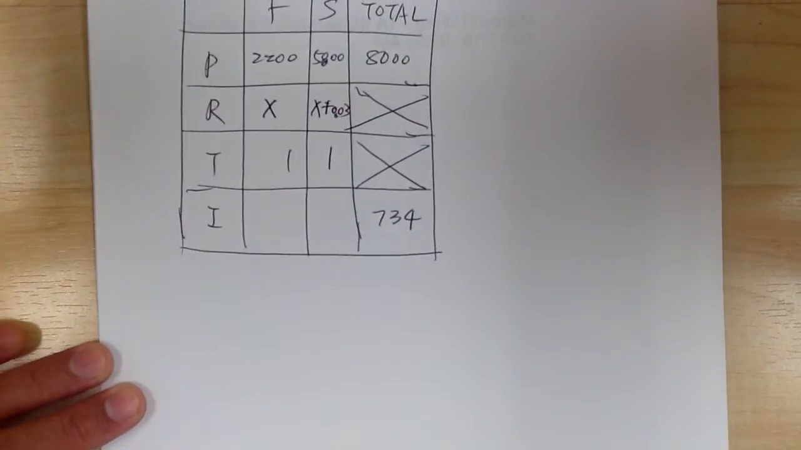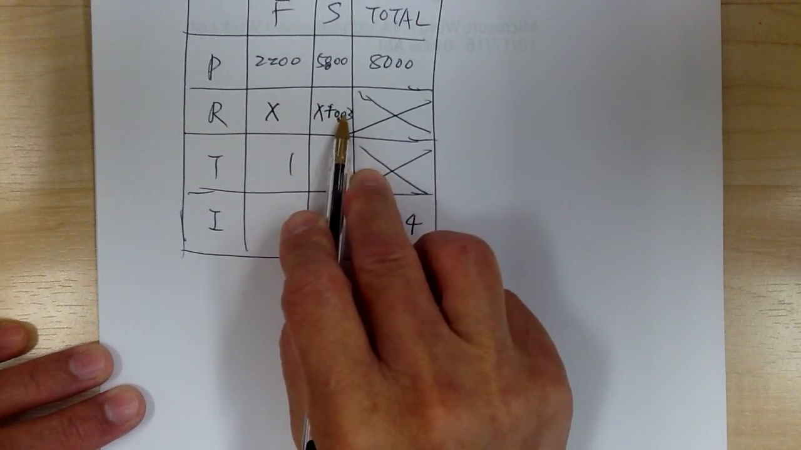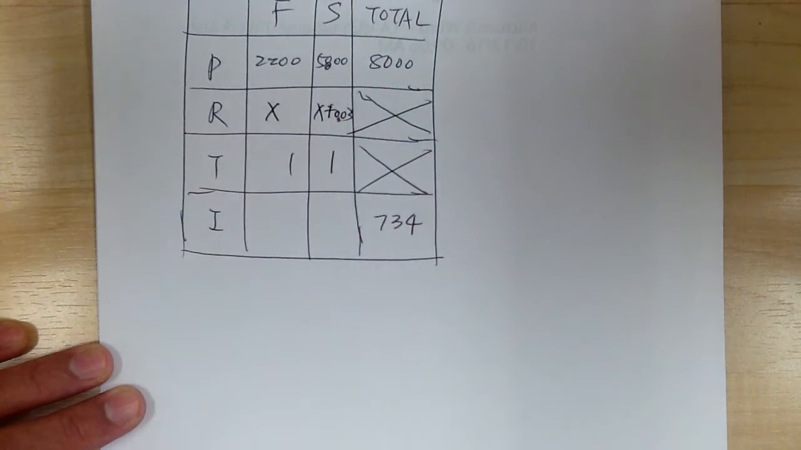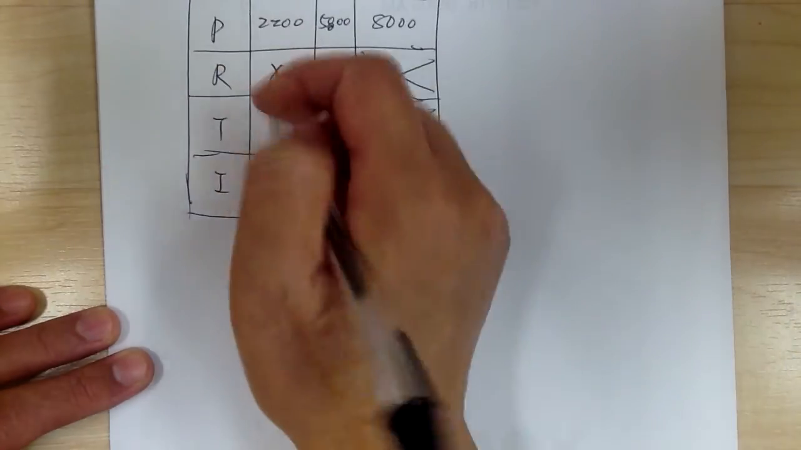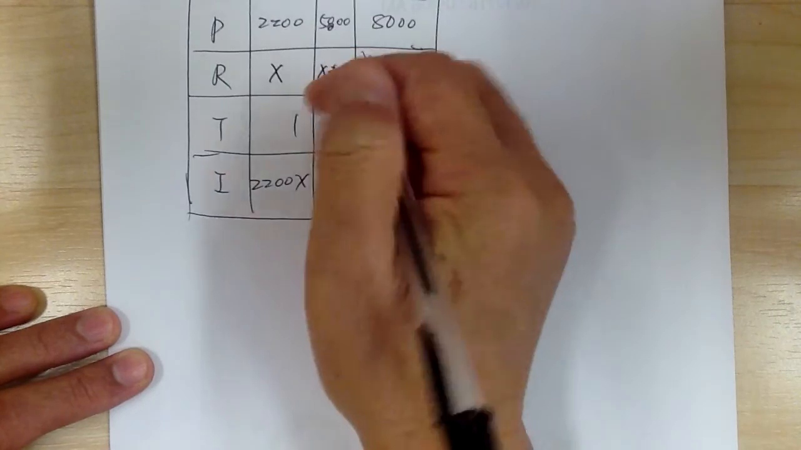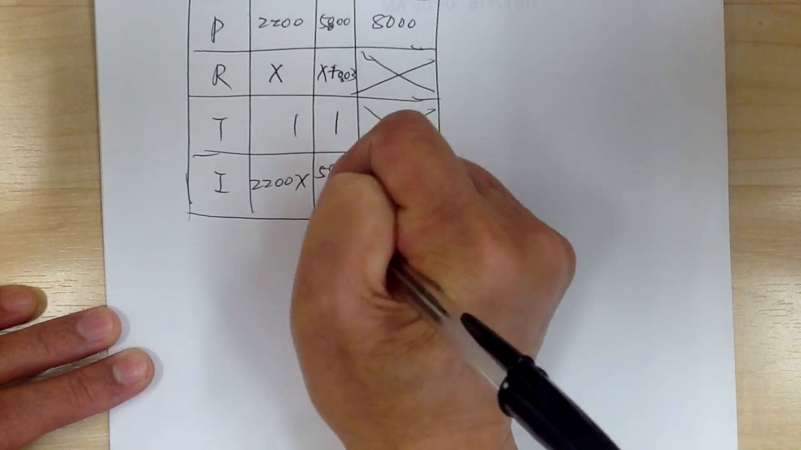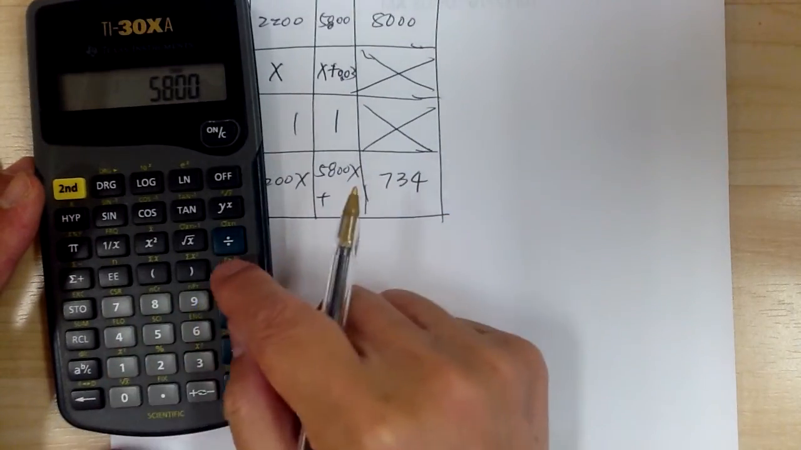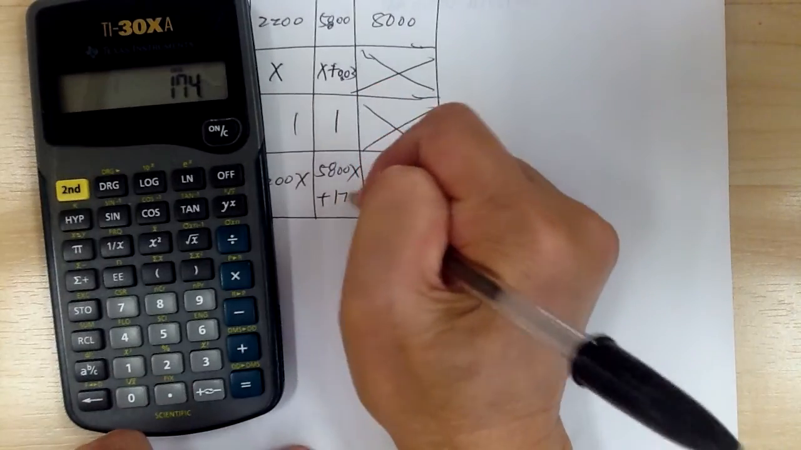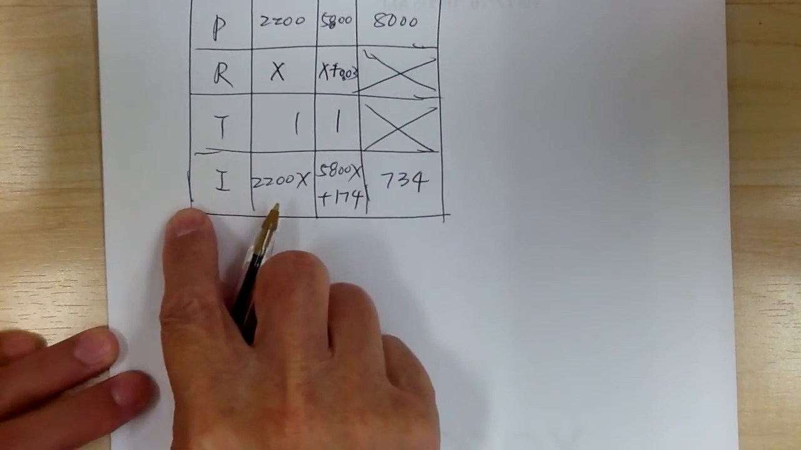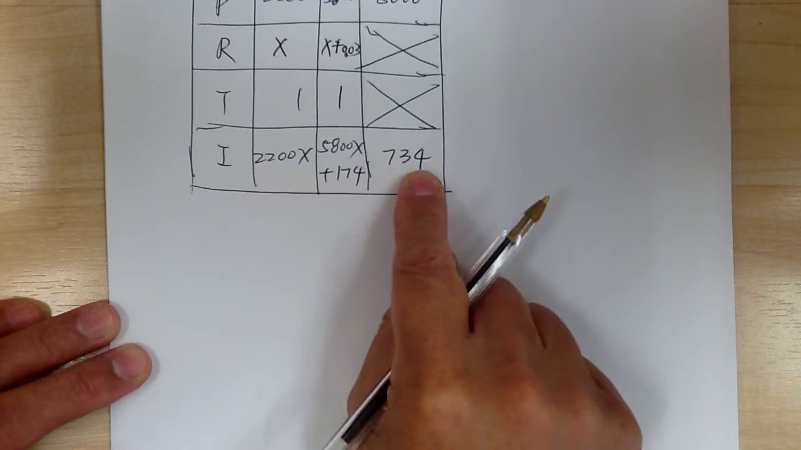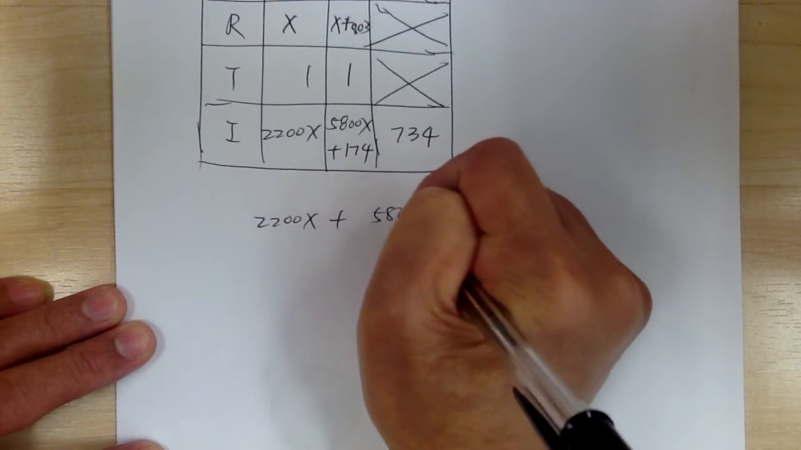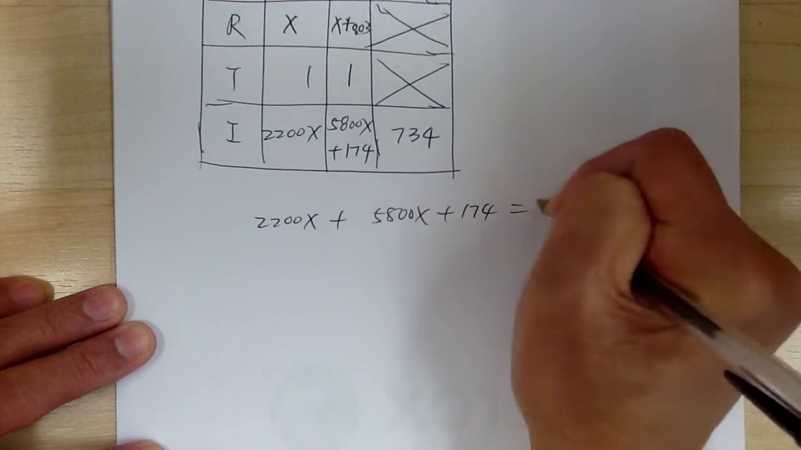Okay, so that's what you have. Again, the interest rate for 5,800 is 3% more than this one. So this would be X, this would be X plus 0.03. Remember, everything has to be in decimal, right? So you multiply it down, so you got 2200X, and you get 5800X plus, multiplying out, 5800 times 0.03 equal to 174. And you have only one variable, so all you need is one equation. So there's your equation going across: 2200X plus 5800X plus 174 equal to 734.